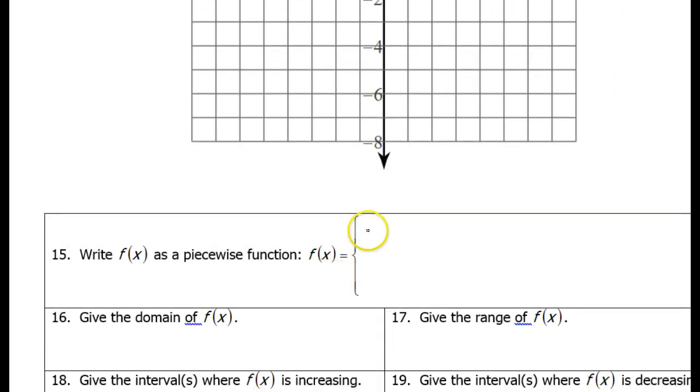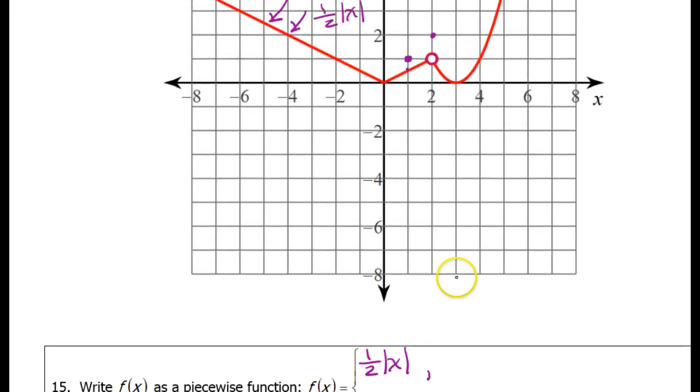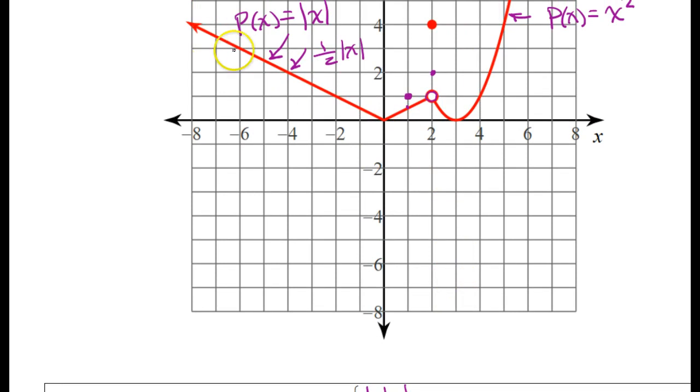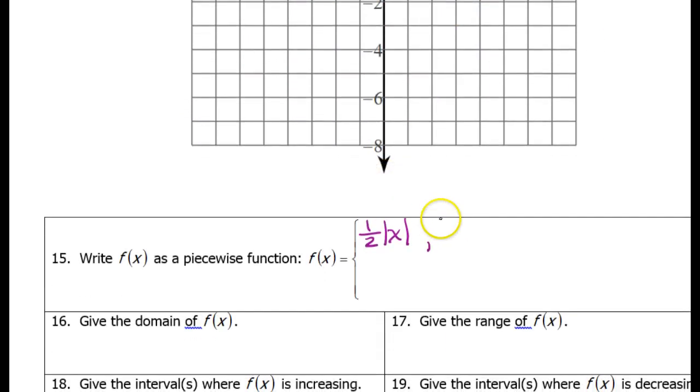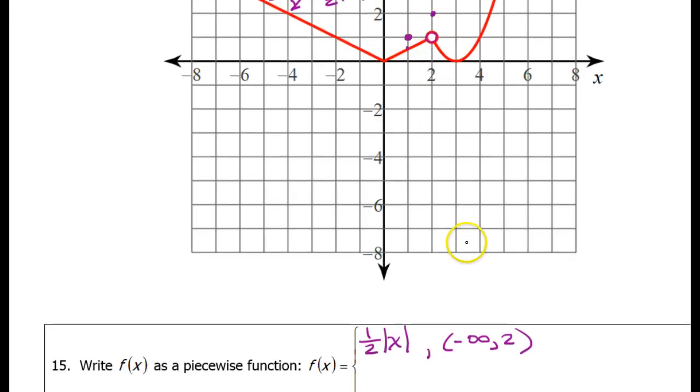So we'll use that to begin our piecewise function. 1/2 absolute value of x. I think I will use interval notation for the domains this time. In my previous video, I did inequalities. So what's the domain of this piece of the function? -infinity to 2. Alright, so -infinity to 2, not including the 2, so I'm going to use parentheses. See, that's an open circle.